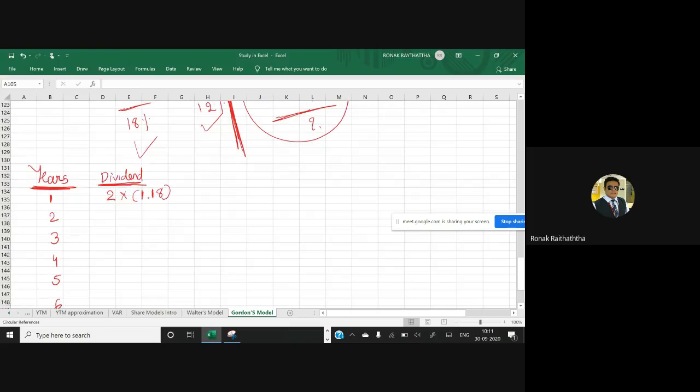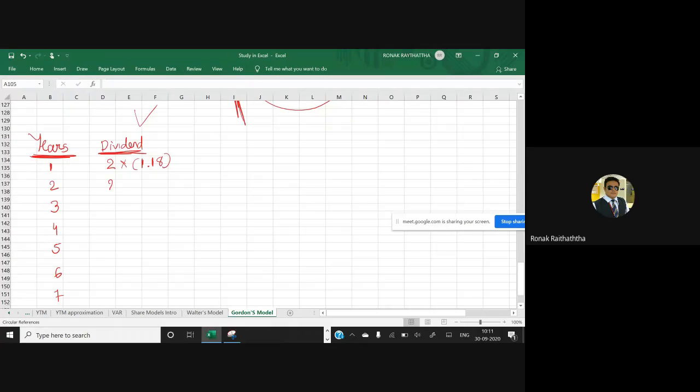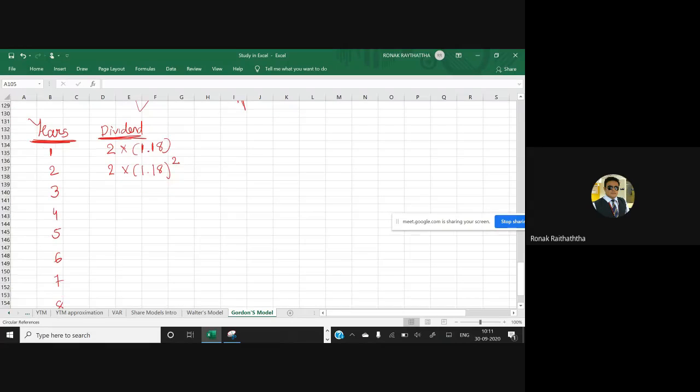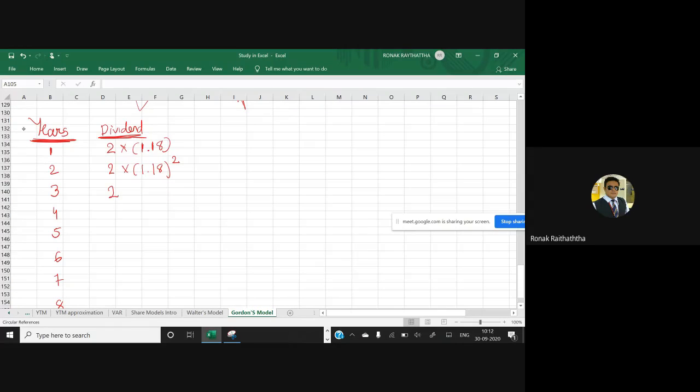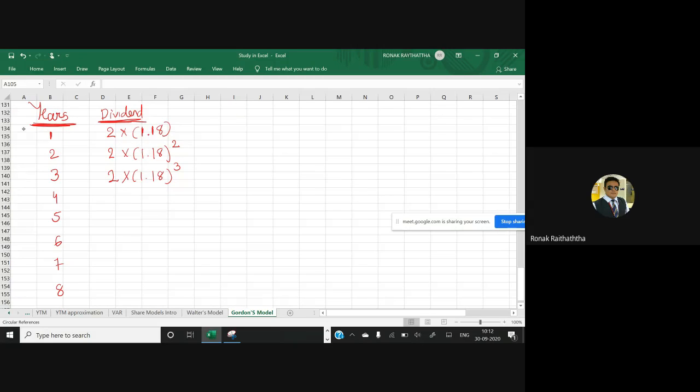Then whatever the amount which you will be getting in this first year, no, on that again you will get 18%. So that we may call it as 2 multiplied by 1.18 square. So that we will get the dividend of the second year. Okay. Then third year ka dividend we may get as 2 multiplied by 1.18 raised to 3. So third year's dividend we will get. Okay. Fourth year's dividend would be 2 multiplied by 1.18 raised to 4.